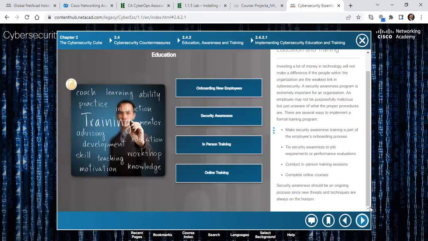So they will check your performance, or there must be a requirement that has to do with security awareness. Then you conduct in-person training sessions for them. Create a few hours of training, create a video where they can watch and understand what you're talking about. Then you can also have them complete online courses. You can tell them, go and complete these courses, to have the background knowledge of what you're doing. Security awareness should be an ongoing process. It doesn't stop. You keep learning, since new threats and techniques are always on the horizon.